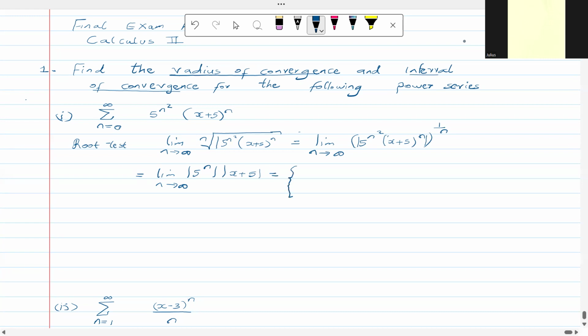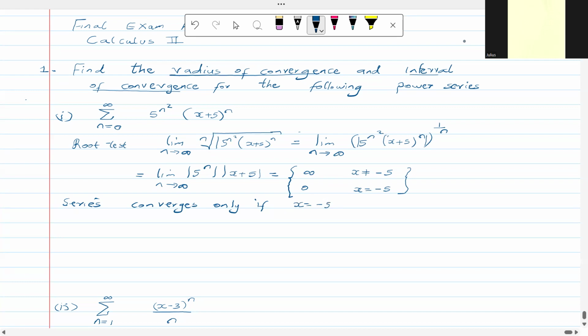If you check, this will become infinity if x is not equal to minus 5. Because if x is equal to minus 5, then the whole answer becomes 0. And that tells us that this series converges only if x equals minus 5. Otherwise, if x is not equal to minus 5, this limit does not exist or diverges.